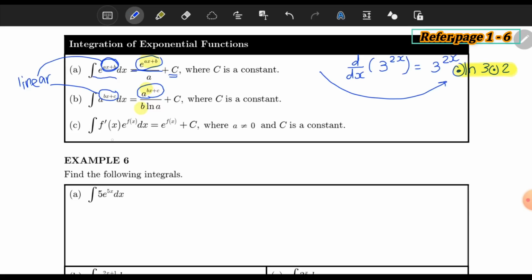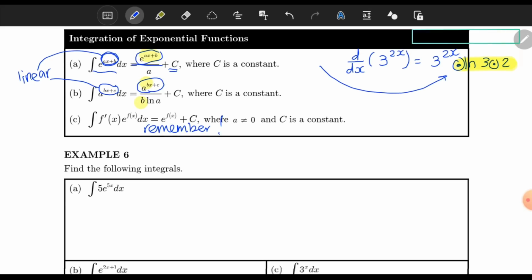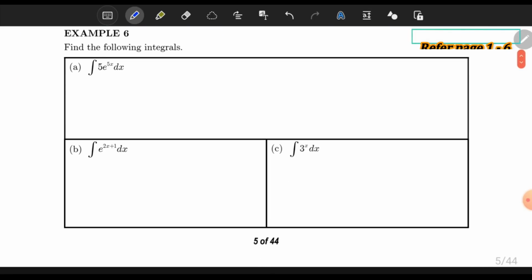Rule part C: integrate f prime times exponent f, we have exponent f(x) plus c. So you need to remember this rule. Okay, part C. We go to example number 6.